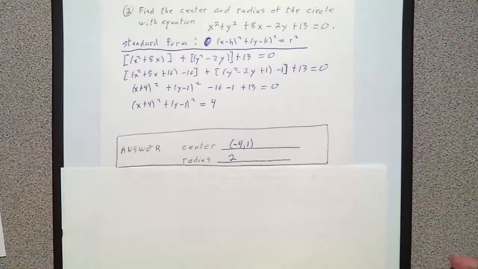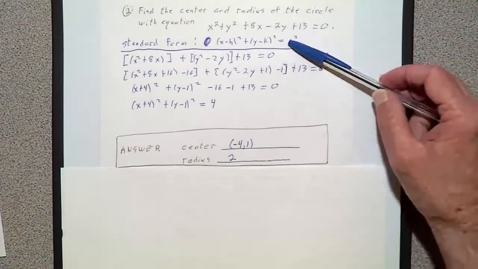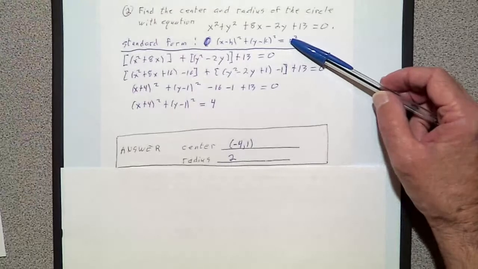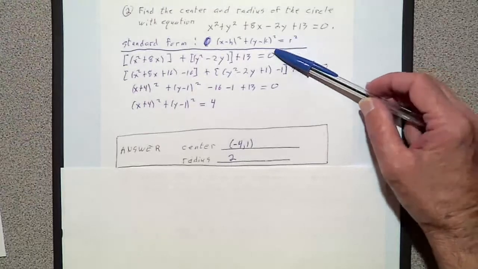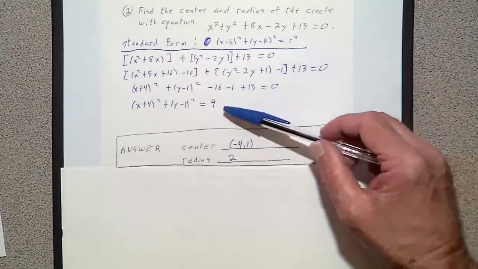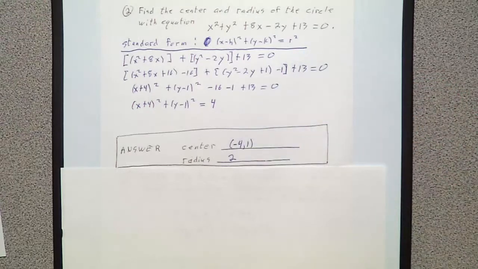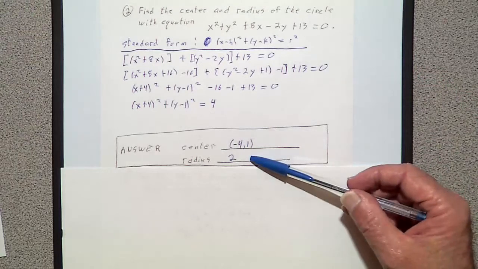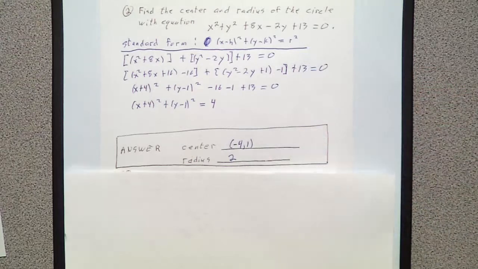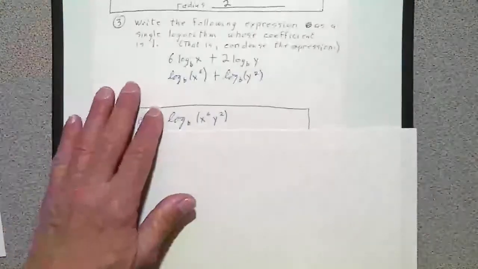And now you can just read off from the standard form. h is negative 4, k is 1, so that's the center. And the radius squared is 4, which means the radius is 2. If you said the radius is 4 rather than 2, you got 3 points out of 5. Now, problem 3.